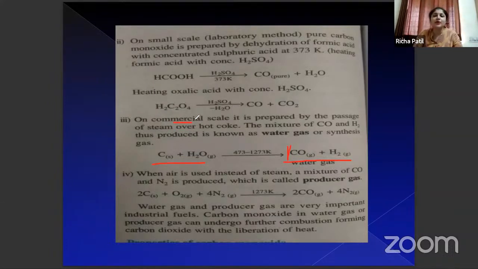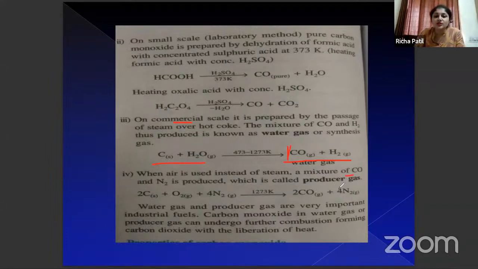Laboratory method means in laboratory at a very small scale you can produce. Then one more method, when air is used instead of steam. So here we have used steam. If you use air, air consists of different ingredients, so it constitutes different particles. So here instead of steam, if you pass air, a mixture of carbon monoxide and N2 is produced. This is called producer gas.